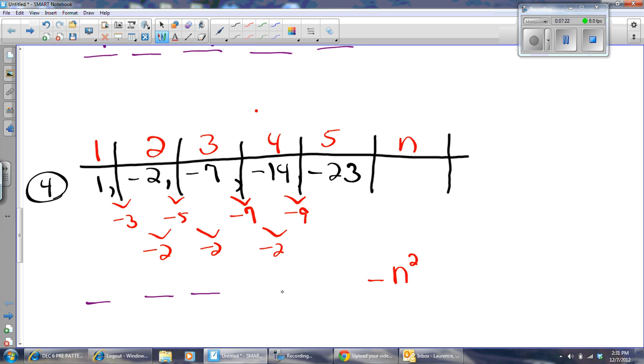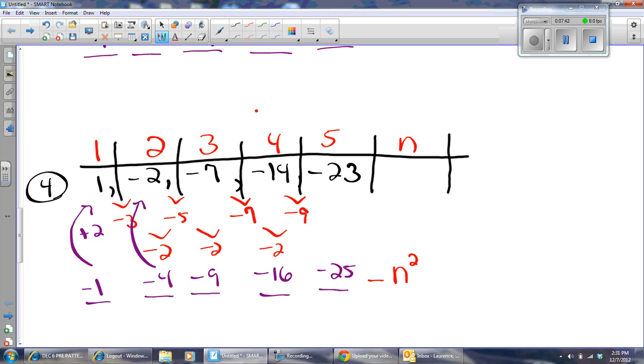All right, let's put some spaces in. 1, 2, 3, 4, 5. I'll do 1 squared, but then I'll make it negative. I'll do 2 squared, make it negative. 3 squared, make it negative. 4 squared, make it negative. 5 squared, make it negative. And now I'm going to ask myself, how do I turn the -1 into +1? I bet I'd add 2. -4 to -2, I'd add 2. -9 to -7, I'll add 2. Add 2. Add 2. All right, so we're going to get a -n squared, but then we're going to add 2 to it.